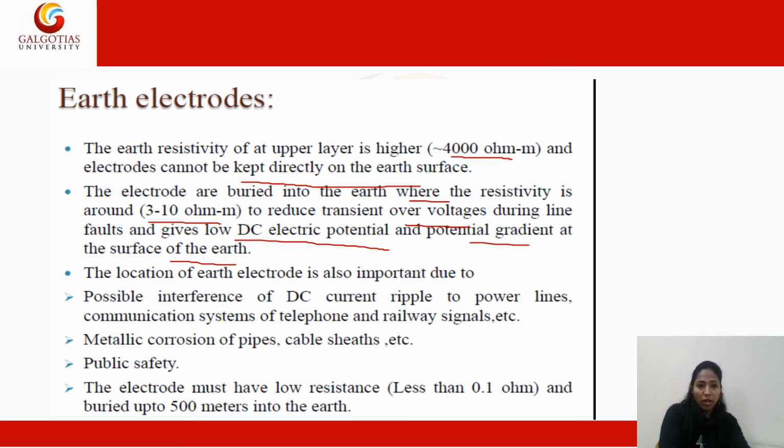The location of the earth electrode is important because we have to consider the effects of possible interference of DC current ripple to power lines, and communication systems such as telephone and railway signals. Metallic corrosion of pipes, cables, sheets, etc. we also have to include. Then public safety as well. The electrode must have low resistance, less than 0.1 ohm, and be buried up to 500 meters into the earth.